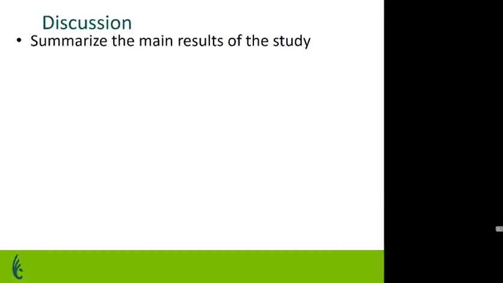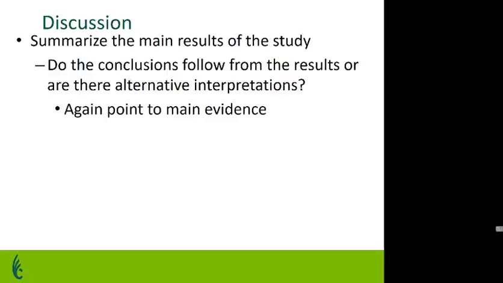Your discussion will be relatively short. What you're going to do is you're going to come back and you're going to say what the main results are. And you're going to try to put them into a context. If you think there are alternative interpretations from what the authors gave, you need to point out that you see a contradiction. Again, quickly point to the main evidence.